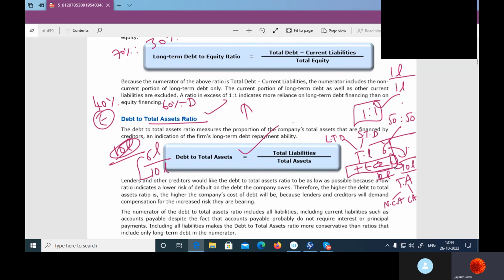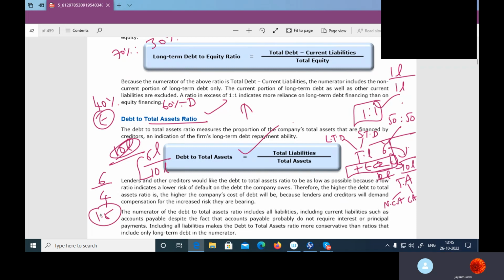So why do we see this ratio? We see this ratio to see how the company has purchased all its assets. Has it borrowed less or has it borrowed more? So what does it show? 60% of the assets are funded by debt finance. That means the borrowings are way more than the equity. How much more? 6 by 4, 1.5 times. That's still manageable.